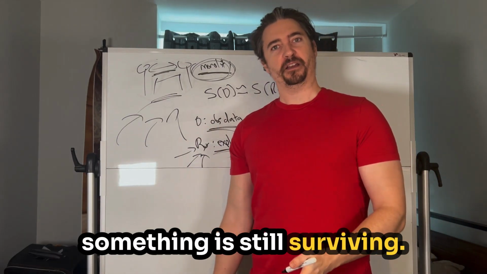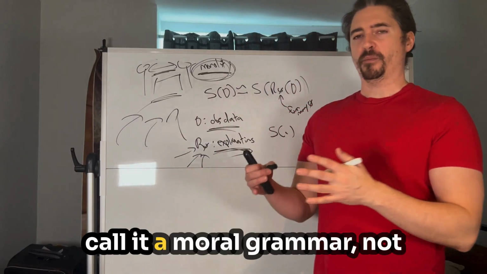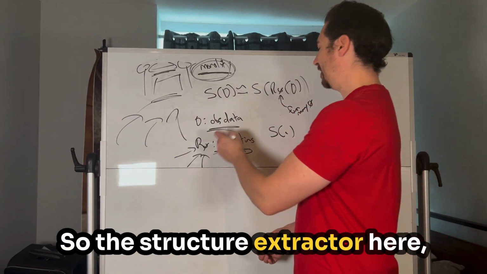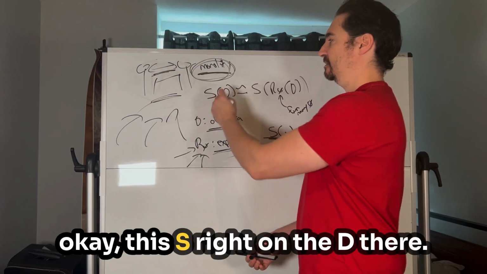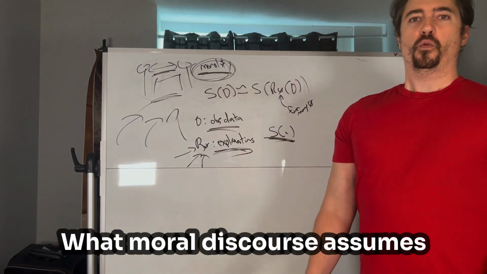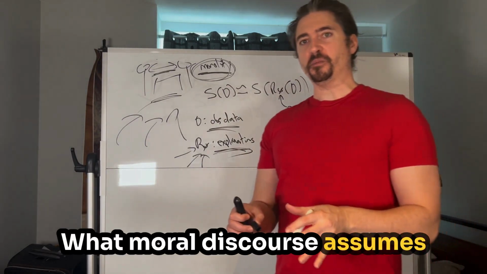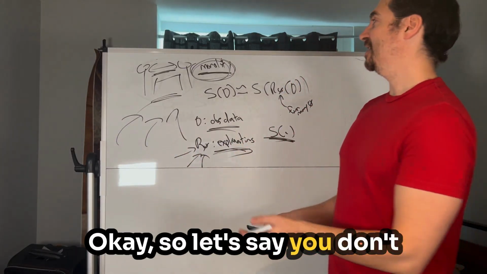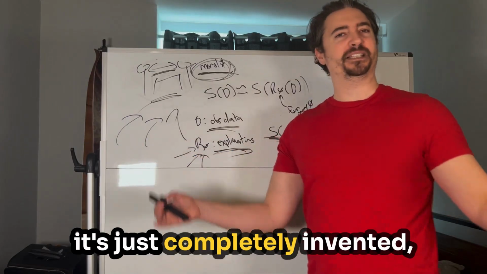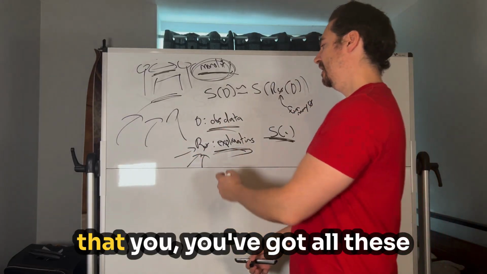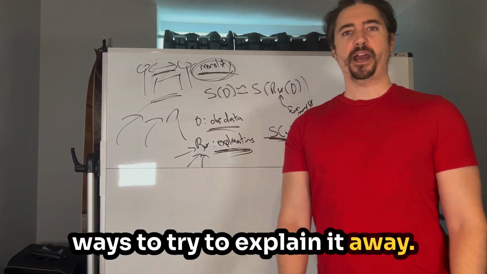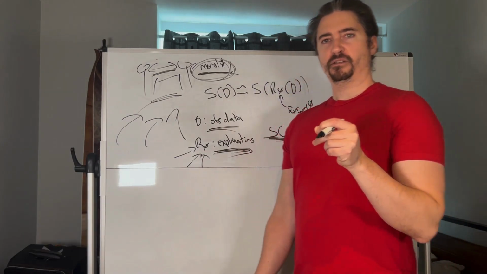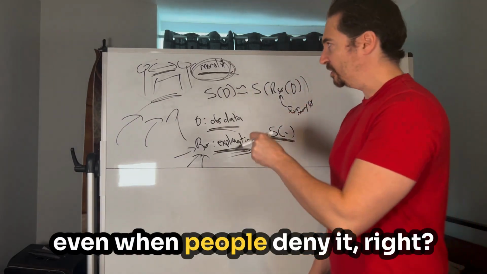Something is still surviving. Okay, so you might call it a moral grammar, not just a moral content, right? So the structure extractor here, this S, on the D there, is what moral discourse assumes even when people, let's say, deny morality in this example. Let's say you don't even think morality is real, or it's just completely invented, or however you want to say that. You've got all these ways to try to explain it away. It's what moral discourse assumes even when people deny it, right?